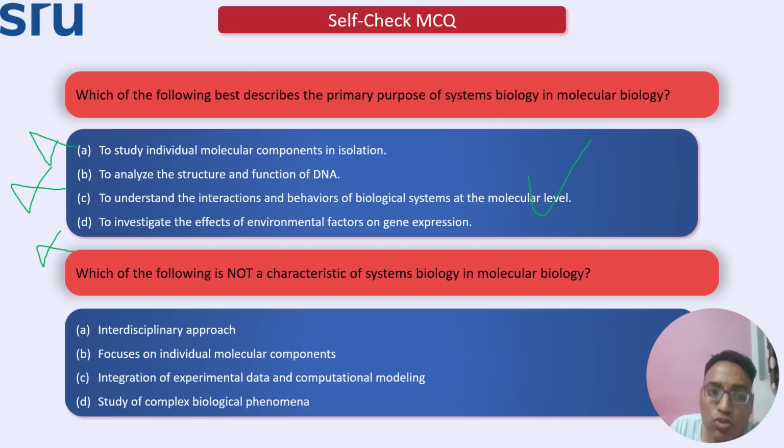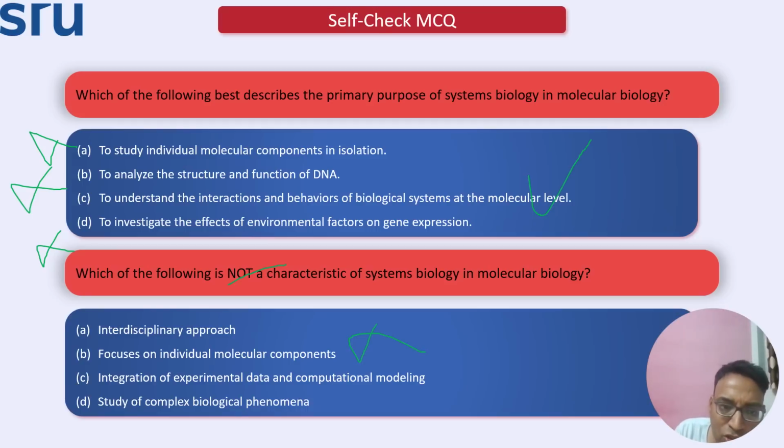Now answer the second question. Which of the following is not a characteristic of systems biology in molecular biology? It is an interdisciplinary approach. It is indeed a characteristic. Focuses on individual molecular components. Is it focusing on individual molecular components? It is not at all focusing. It is focusing on the complete group of elements together.